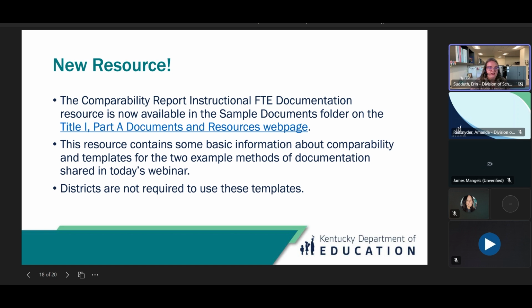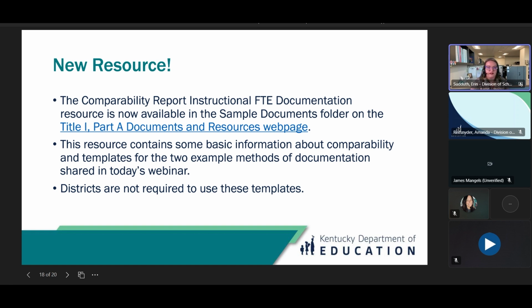And with that, we do have a new resource available for districts. The name is a bit of a mouthful. This is the Comparability Report Instructional FTE Documentation Resource. It is located in the Sample Documents folder on the Title I Part A Documents and Resources webpage. You're going to be seeing some updated resources coming soon, and this is just one of the new ones. This resource contains some basic information about comparability and the templates for the two example methods of documentation that were shared today. You're not required to use these templates. It's just something that if you want to, it's available for you.